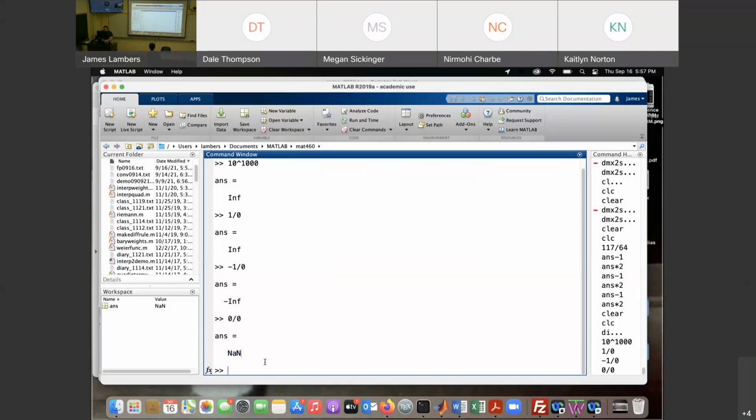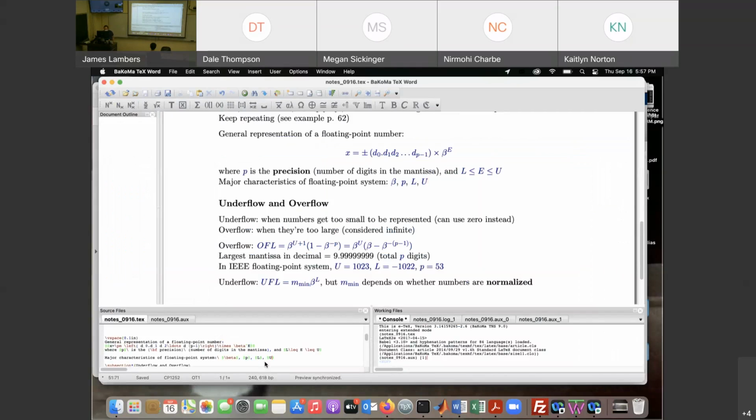Because how does MATLAB store infinity and not a number? You're also using floating points. I'll come to that pretty soon. Okay. All right. So we will call negative infinity also called overflow, right? Yes. Yeah.